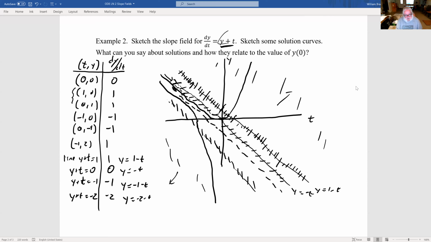And then if I actually start on this line, y equals -1 minus t, well, that line is in fact tangent to all of those slope curves. The line itself is tangent to all the little tangent lines. So our actual solution here is y equals -1 minus t, and that is an actual solution. We can actually check that.